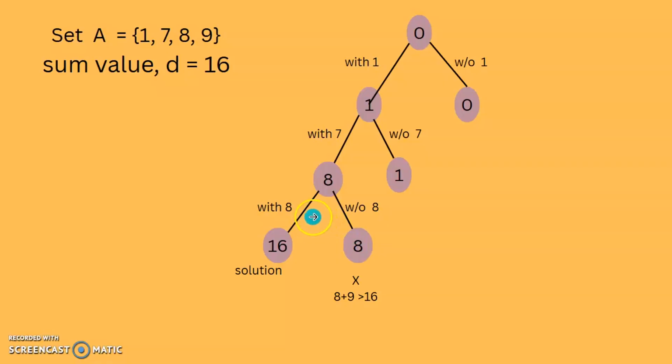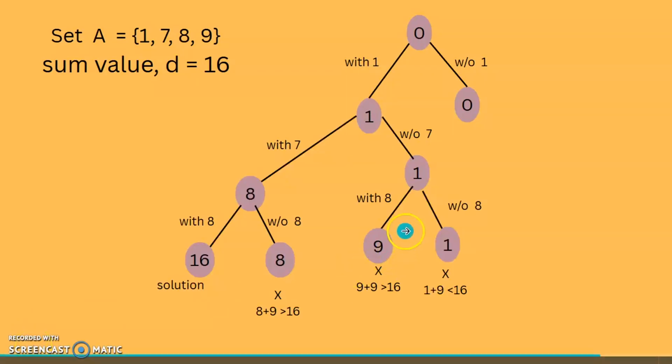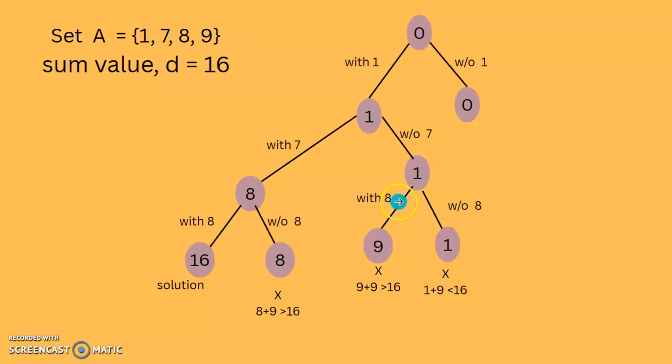So backtrack, that means go back one step, and the path that is yet to be explored is this direction, that is without 7. So what is the sum available here? 1. We have already considered the first element and second element. So what is to be considered now? The third element. When you consider the third element in this path, the left subtree is with 8. With 8 means you add 1 plus 8, 9. Without 8 means the same sum value 1 will be carried over in this path also. But both these nodes are dead nodes.